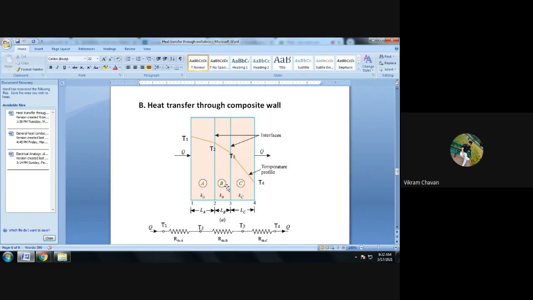Now, if more heat enters the cold storage, it will impact the efficiency of the refrigeration and air conditioning system. How will it impact? Because more load will be placed on the system, so more work should be done by the air conditioning system, and due to that more electric energy will be consumed. So the efficiency of cold storages will be lower if you are not using composite walls or insulation.